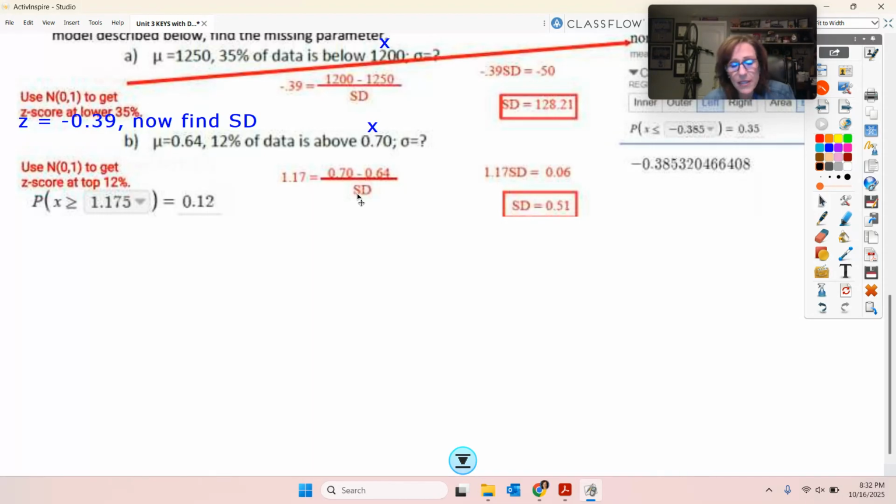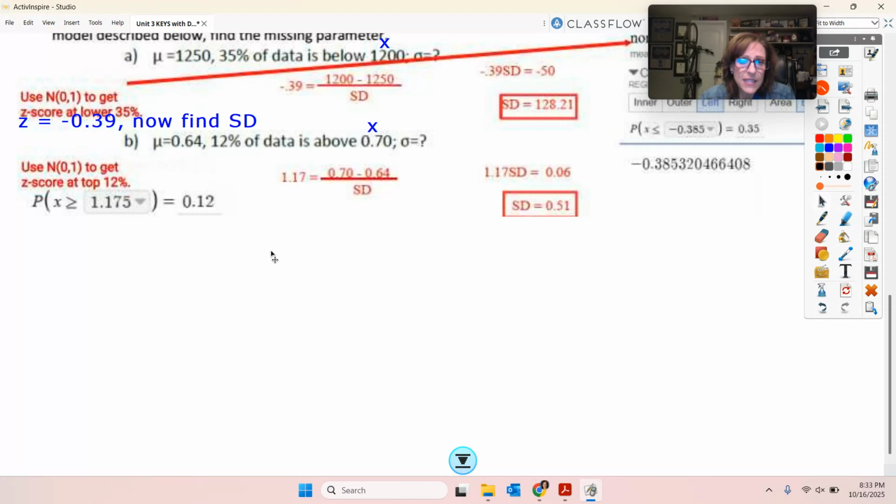Yeah, I can't do that. I can't do Desmos even at that point. Now I have to do this Z-score formula. Okay, so I'm going to multiply to get that off. Divide by 1.17, so the standard deviation is 0.51. Okay, now let's take a look at the next one.